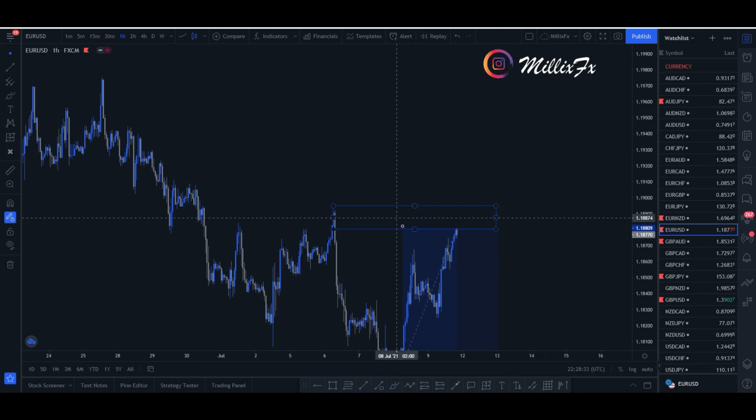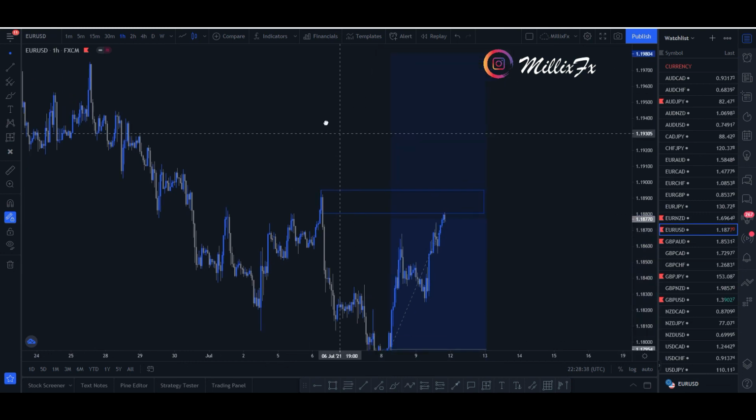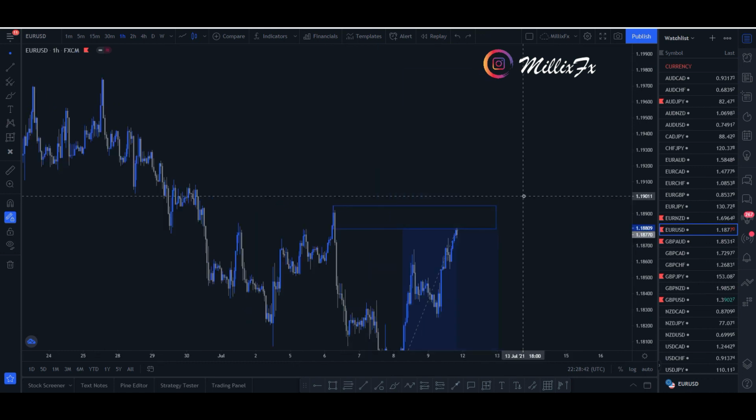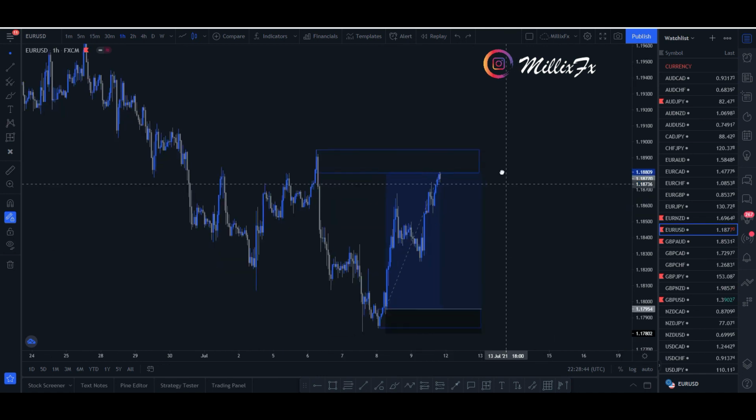So which would be around 1 to, let's see, 1 to 12 risk to reward ratio. But apart from that, so that is the trade I've taken this week.